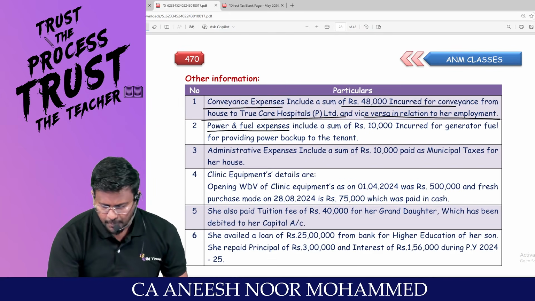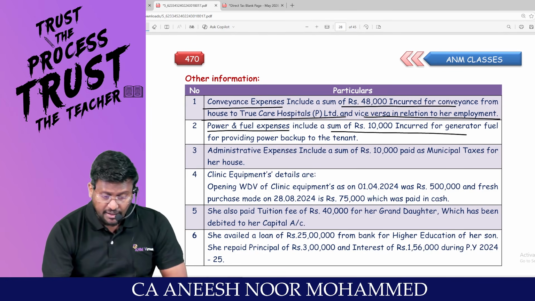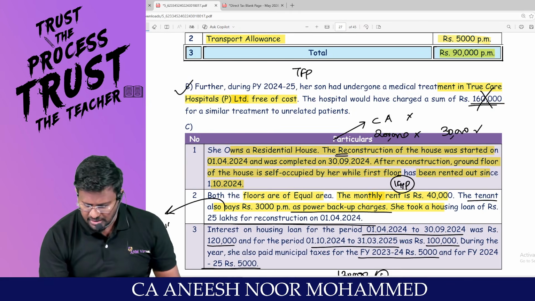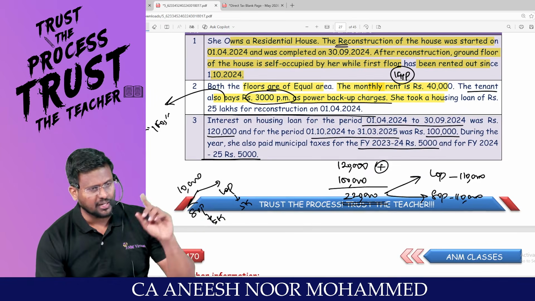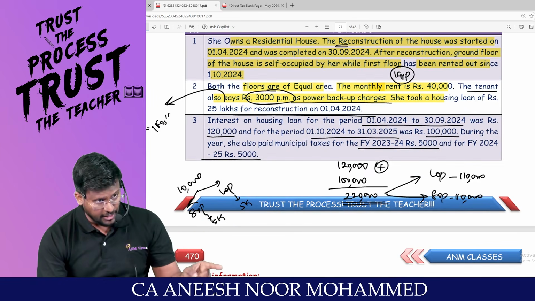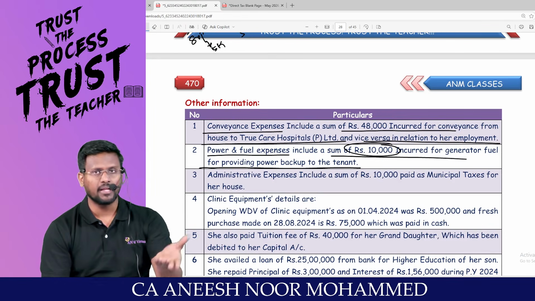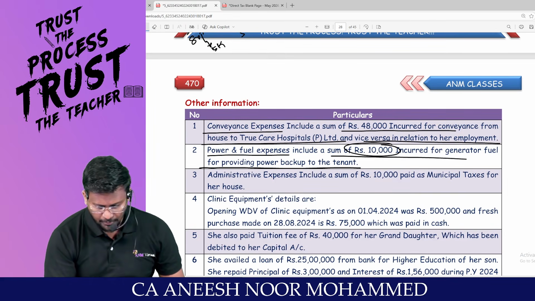Power and fuel expense include a sum of 10,000 incurred for generator fuel for providing power backup to the tenant. My dear lovable students, this 3,000 per month, that means 36,000, you are going to tax it under IFOS. From that 36,000, reduce this 10,000. Balance 26,000 will be the taxable IFOS. Am I right? Beautiful adjustment.